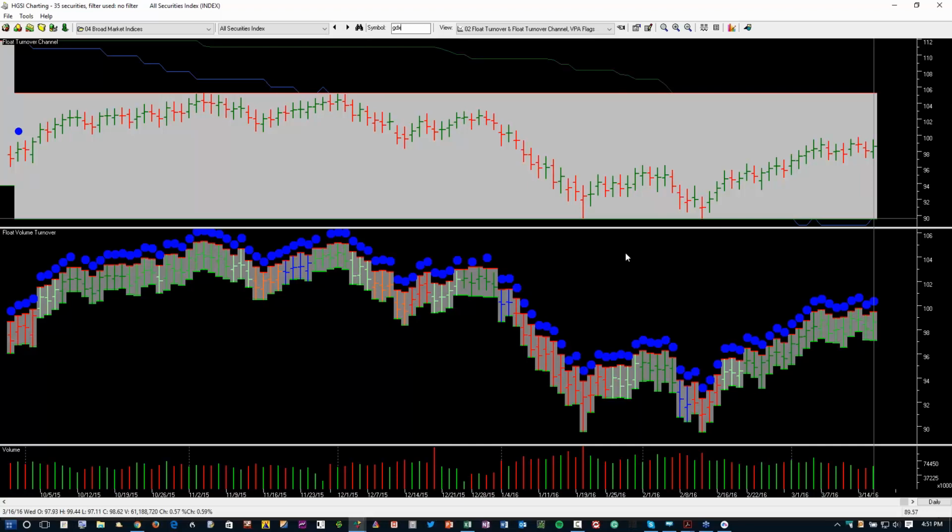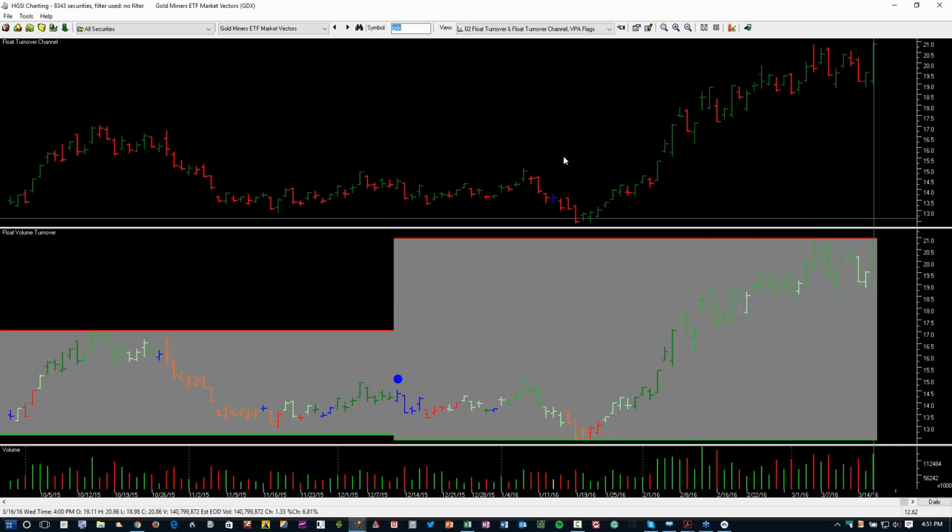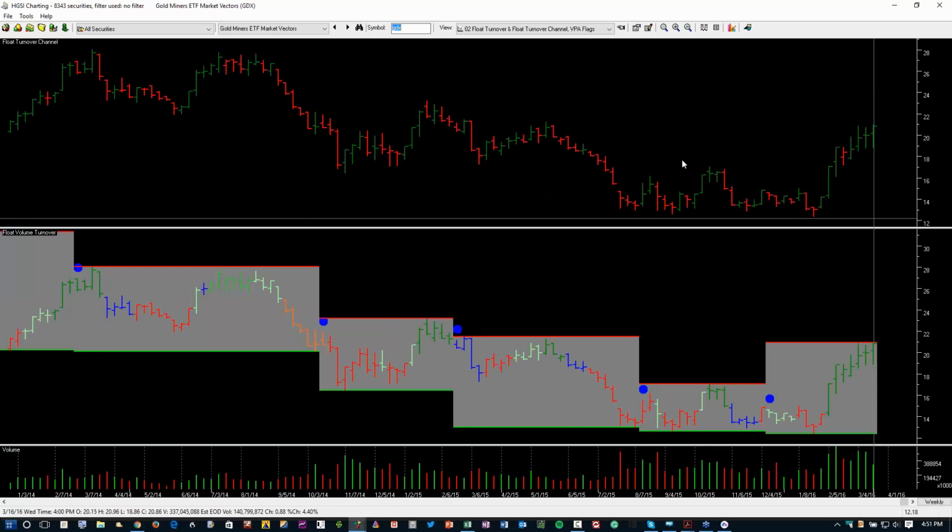Also, it is period based. So if you look at weekly or monthly charts, the numbers are period based, so it scales all the numbers into the period. I'm back to GDX here on a weekly.